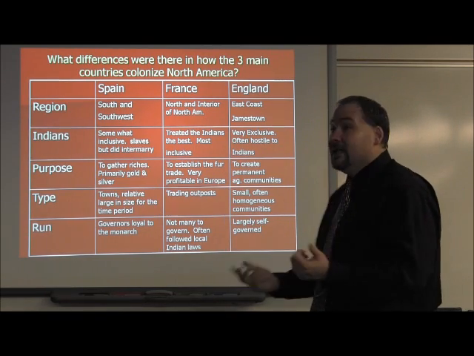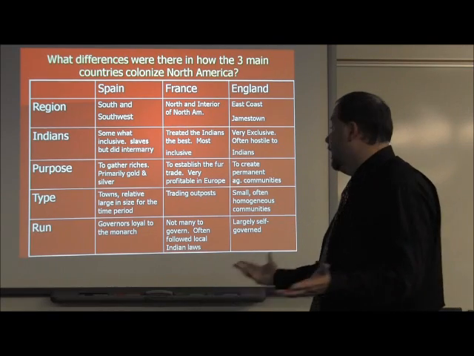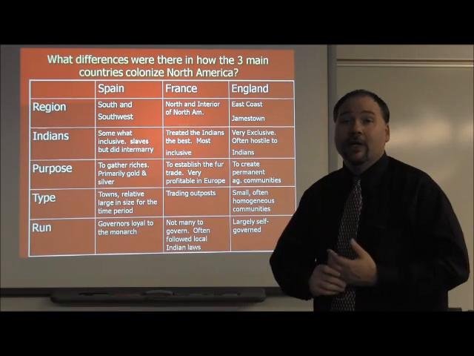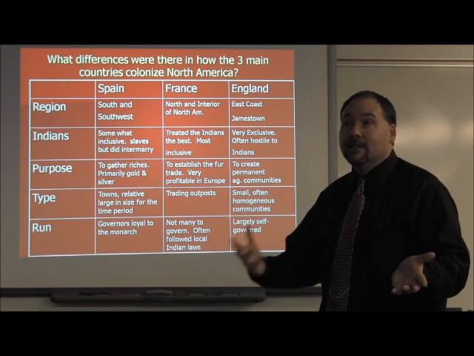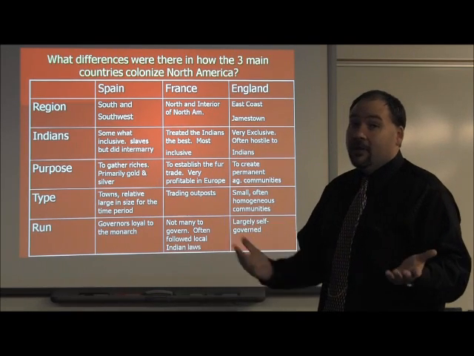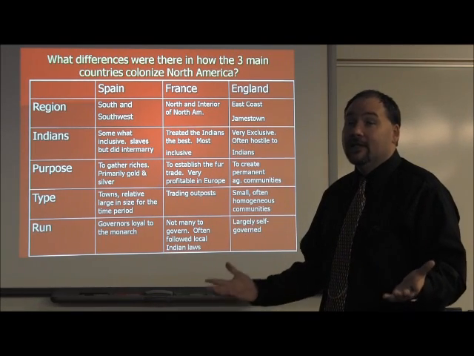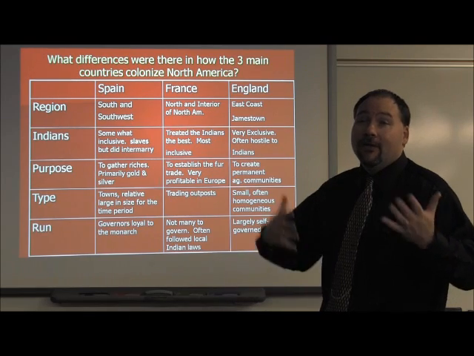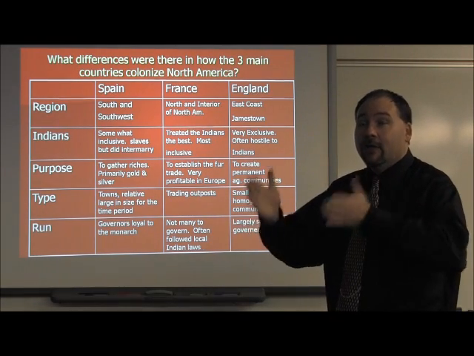The French are really not going to have much government at all. They're going to follow a lot of the local Indian customs and rules and regulations, primarily because they have to deal with the Indians. And so they're going to follow how they do things more than set down their own guidelines.